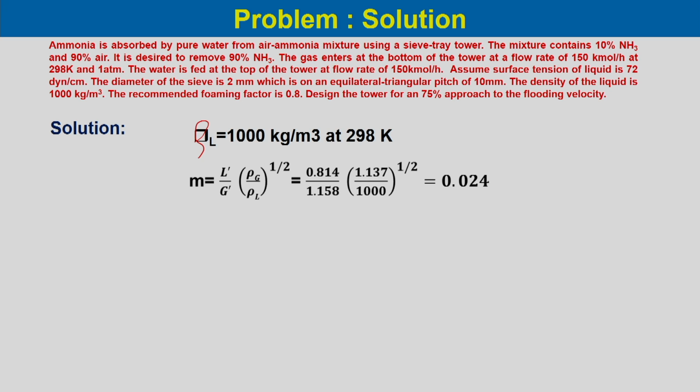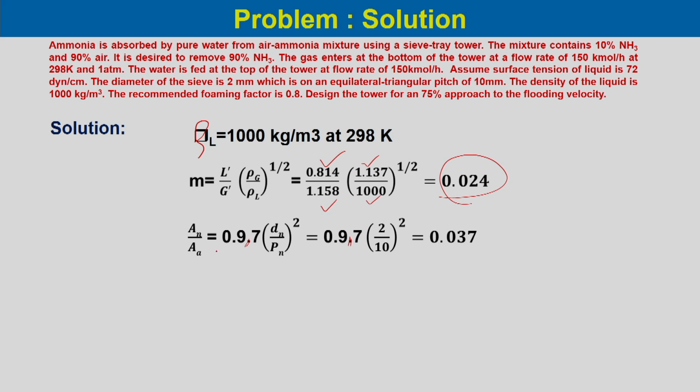M would be equal to L dash by G dash into rho g by rho L to the power half. If we substitute the values of L dash, then G dash into rho g, 1.137, which we have calculated, and then the density of liquid, which is given as 1000 kg per meter cube, to the power half, we will get around 0.024.